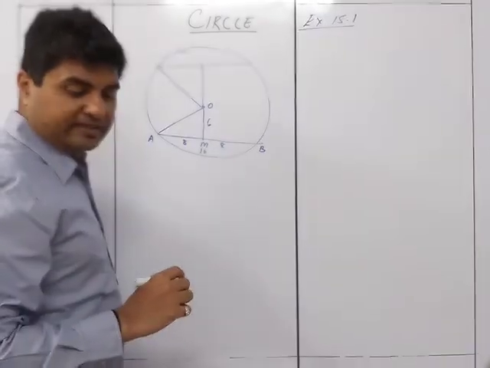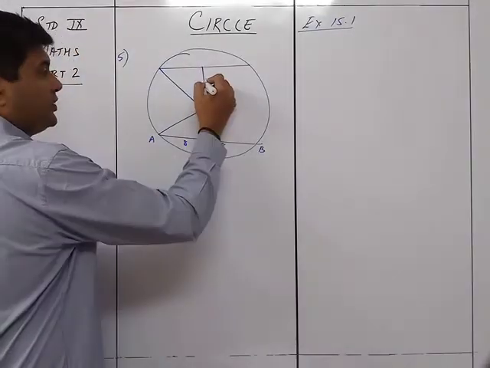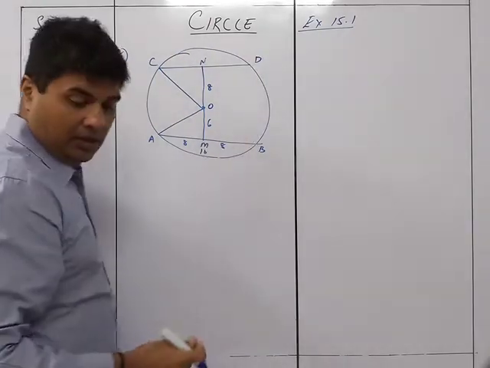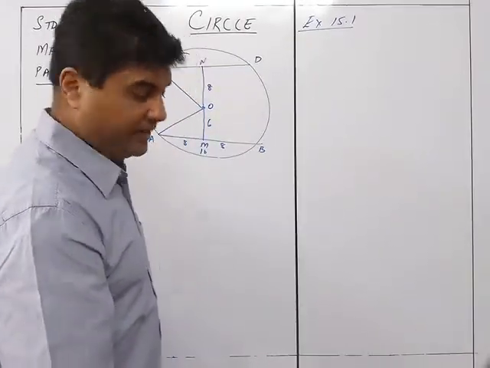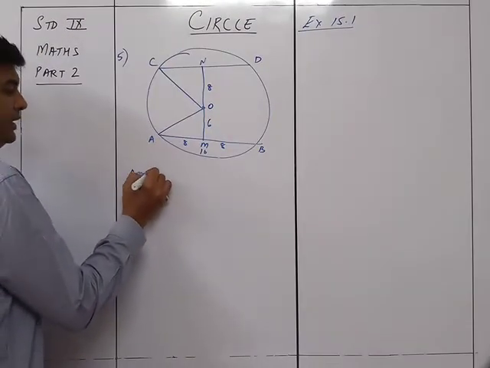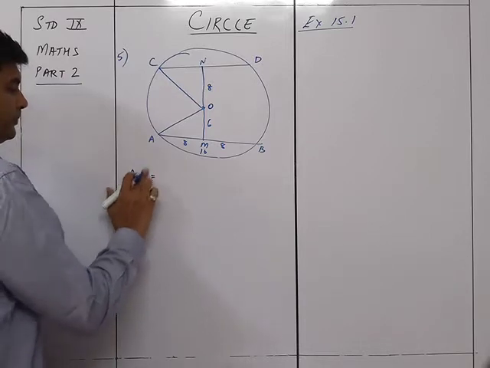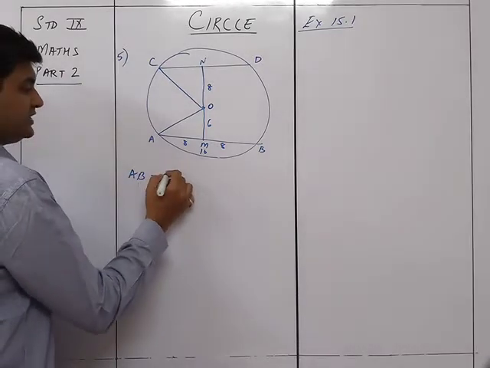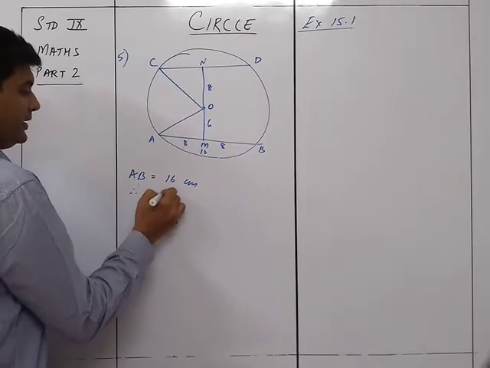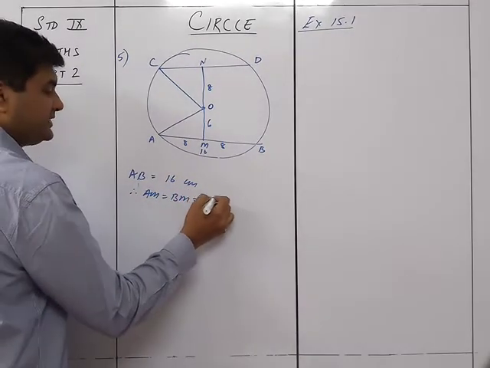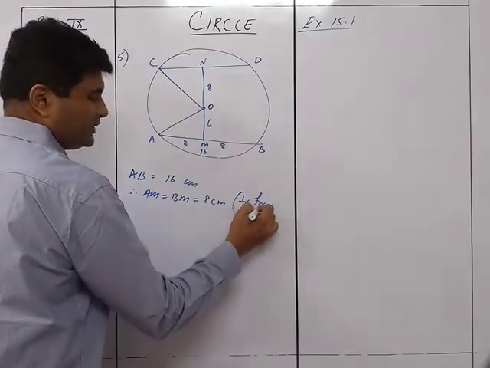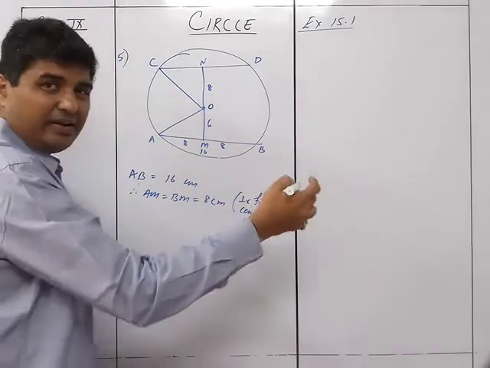Find the length of the chord of the same circle at a distance of 8 centimeters. So this is 8 centimeters, this is N, this is C, and this is D. What you need to find out from the center is the length of CD. So it is given that AB is equal to 16 centimeters. Therefore, AM is equal to BM is equal to 8 centimeters, since the perpendicular from the center bisects the chord. I just cut it short right now.